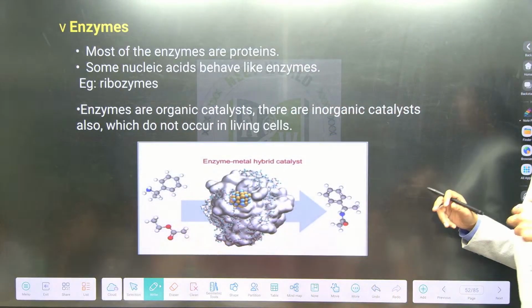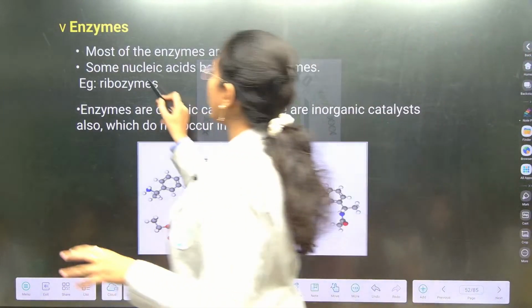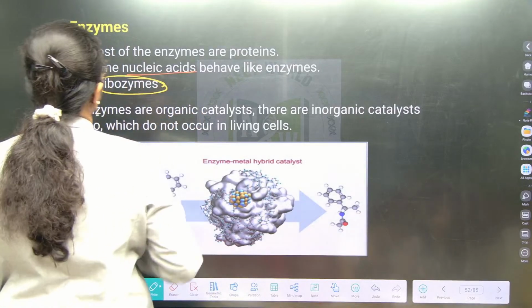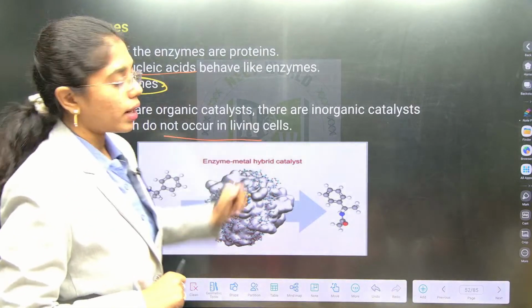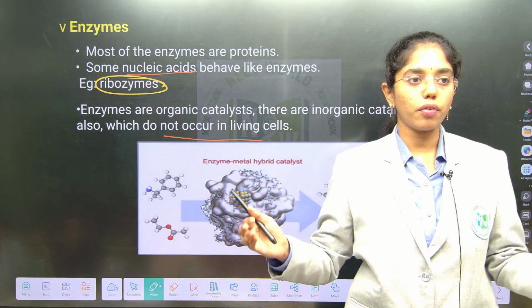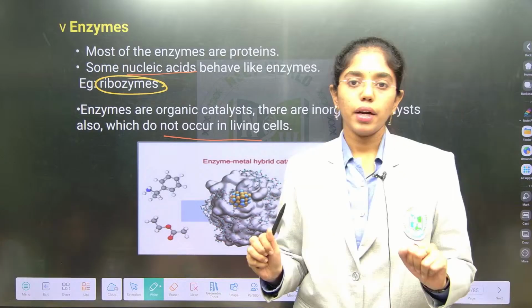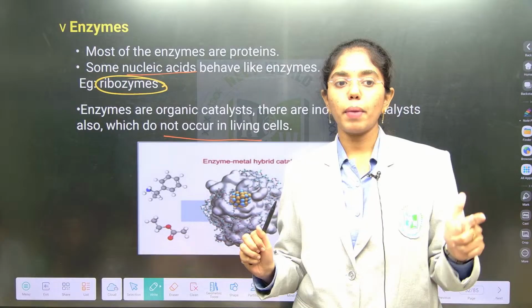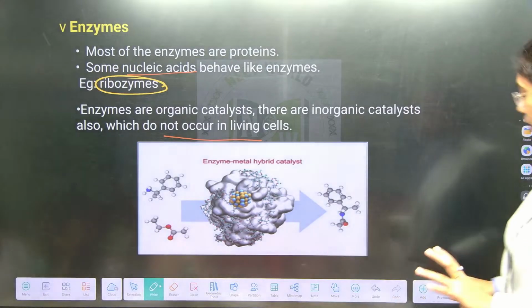Mostly the enzymes will be proteins only, but there are a few exceptions. There are nucleic acids which behave like enzymes. For example, ribozyme. Ribozyme is a nucleic acid which behaves like an enzyme. Enzymes are organic catalysts. There are inorganic catalysts also which do not occur in the living cell. Both of them perform the same function to enhance the rate of reaction, but the properties of organic catalyst and inorganic catalyst will be different. Organic catalyst or biocatalyst is one and the same.